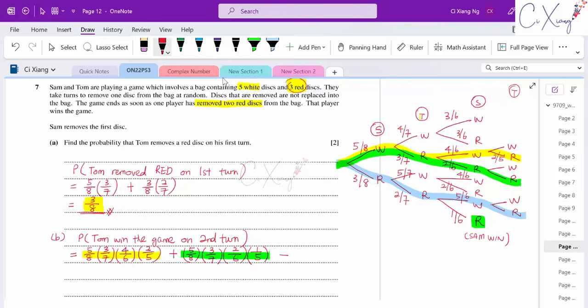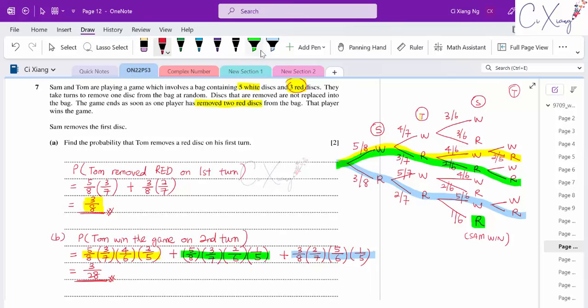Okay, then for the blue color, if you have a look in detail, first, a red disc is removed by Sam, so 3 over 8. Second, this is a red removed by Tom also, it will become 2 over 7. The third one is the white removed by Sam, so 5 over 6. Then the last one here will be the red removed by Tom, so it will be 1 over 5. This is the probability that we get from the blue pathway. Okay, so if you total up all the 3 pathways here, we will get 3 over 28 for this question.